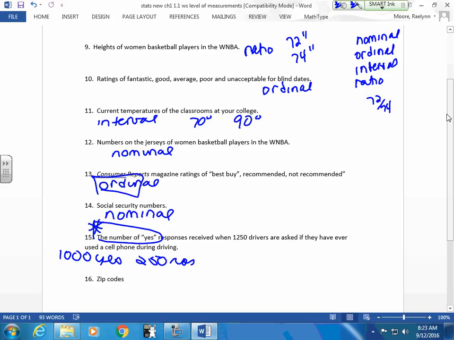So start with the small one, start with your nominal, see if you have some kind of order. See if you have an interval. I do have a difference between my numbers. Can I take that difference and make a ratio out of it? Go in order when you're looking for these. Make sense? Okay, I'm gonna have you try some more. These are by far the trickiest ones. Okay, 13 to 15. 1 through 25.